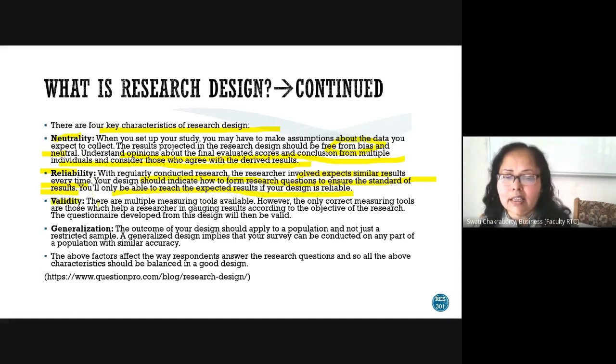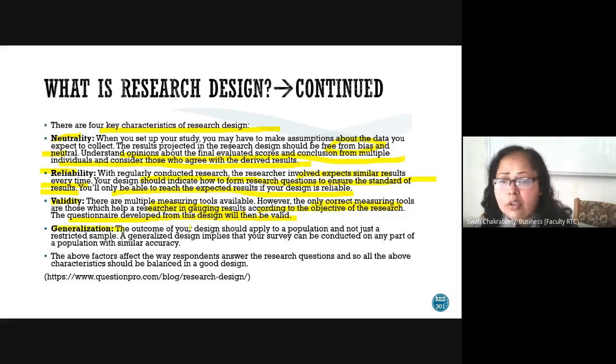Next comes validity. Now there are multiple measuring tools available, but the only correct measuring tools are those which help you as a researcher to actually look into the results, where you'll be able to analyze the results according to the objectives of the research. So the questionnaire developed from this design will then be valid.